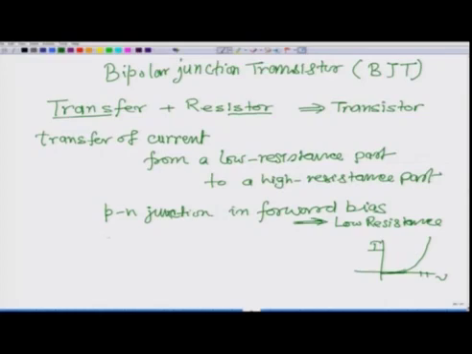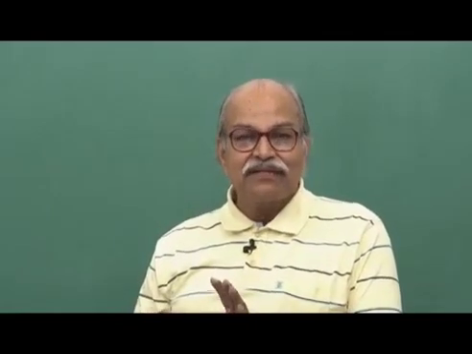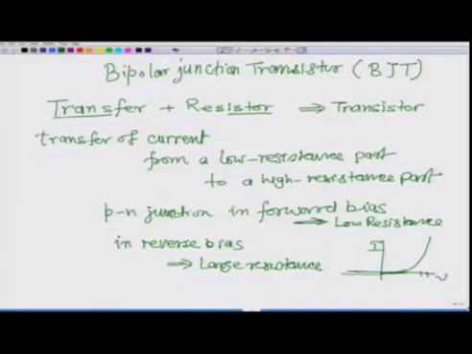And similarly, if this junction is in reverse bias, then it offers large resistance. In reverse bias, the current is very small, you apply voltage and it does not change much. So, the resistance is very high. In a transistor you have two p-n junctions back to back, prepared on the same semiconductor base, so that you have a low resistance part and a high resistance part. This low resistance part is like the input circuit where you apply some voltage and create some current, and the high resistance part is the output part. So, this is how the basic transistor application works.